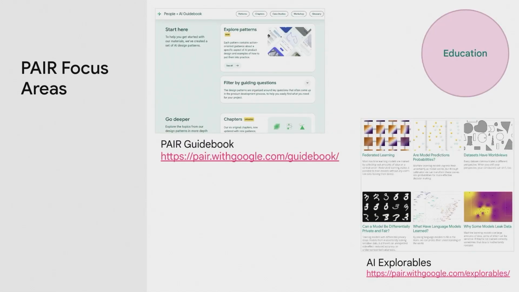We also have a number of educational materials, some of which you may have seen. There's the PAIR Guidebook, which provides advice for designing with AI. And then there are AI Explorables, which are these interactive narratives that describe complex or tricky, nuanced topics in AI in a very interactive, approachable way.